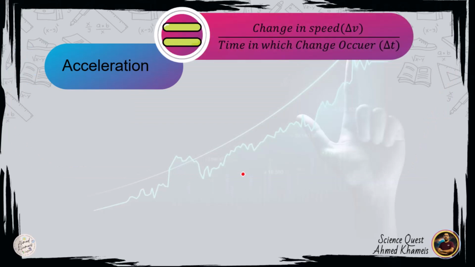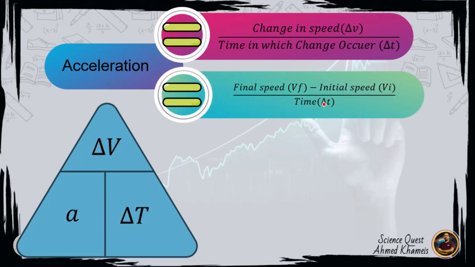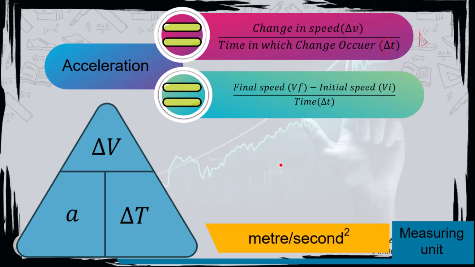And to calculate acceleration, we calculate the change in speed over the time in which that change happened. And change means difference, so it is the final speed minus the initial speed over time. And change again refers to delta, which is this little triangle. So acceleration is calculated by the final speed minus initial speed over time, and the measuring unit of acceleration is meter per second squared.